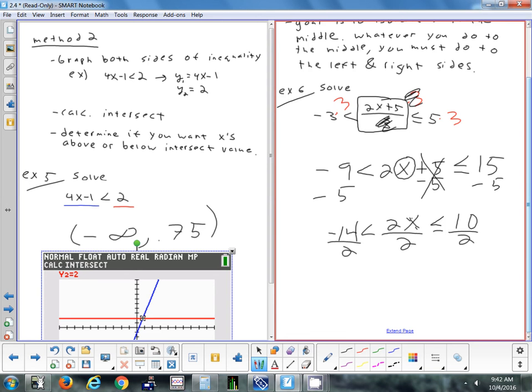Okay, Jacob, should I flip my inequality since I just divided by 2? No. Okay, I divided by a positive. Keep those inequalities pointing the same way. Hey, Brad, what do I get on the left? Negative 7. Yep. And on the right? 5. That's my answer. You can write it as an inequality, or you could write it as an interval. I'm going to leave it like that. That's fine.